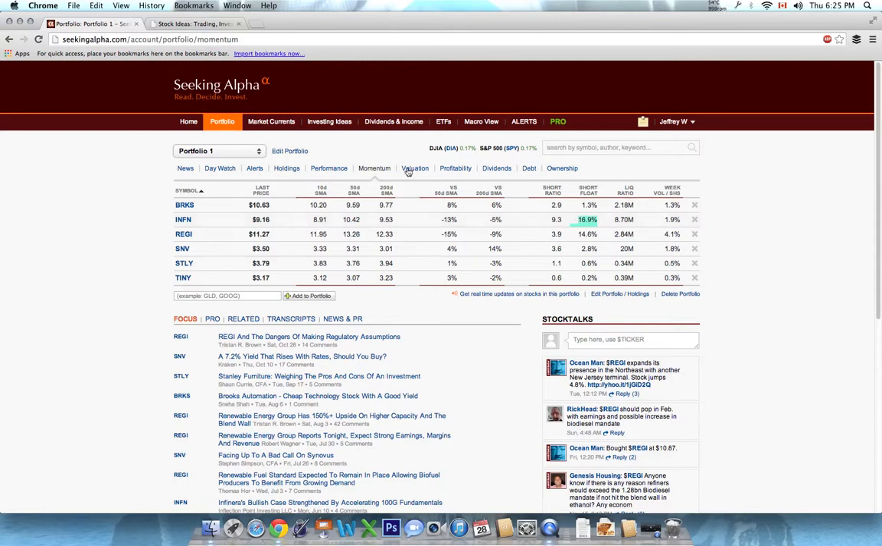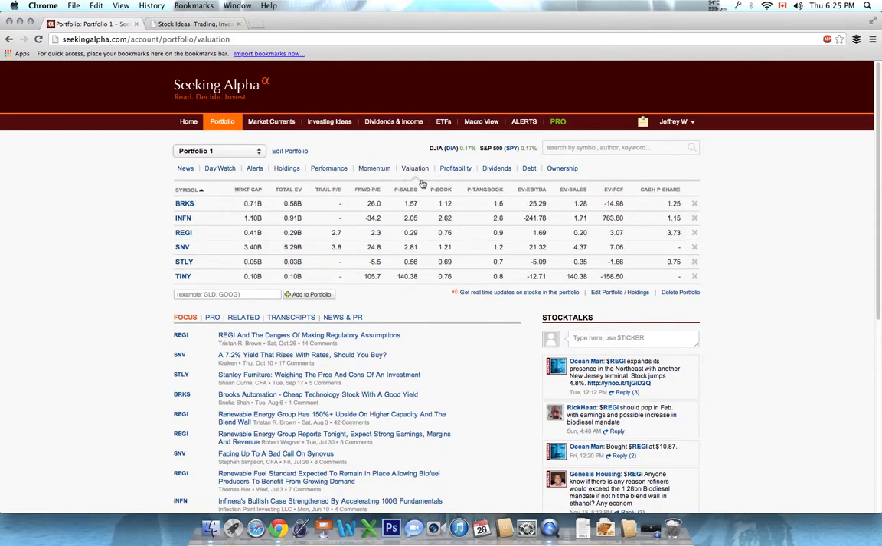I didn't know that. This valuation tab I find really, really helpful. You can get all of the fundamental valuation metrics: price to sales, price to book, market cap, different PE ratios, and cash per share, which is something I always find very interesting. You can see I like to buy relatively cash-rich companies.